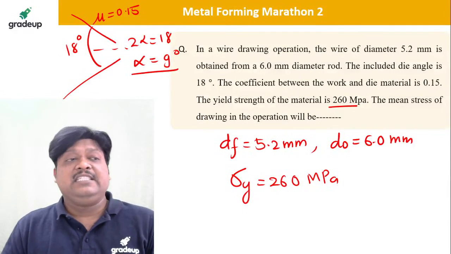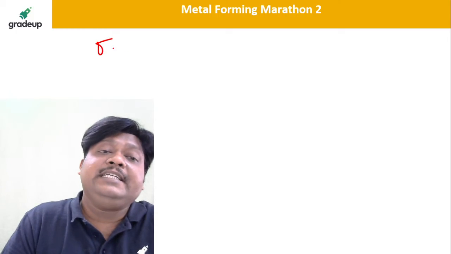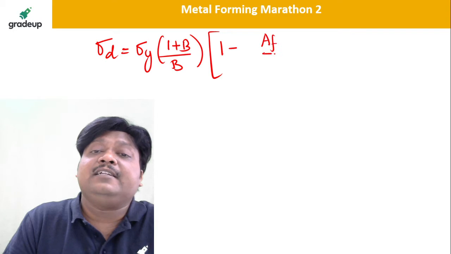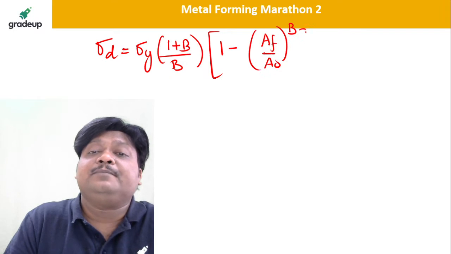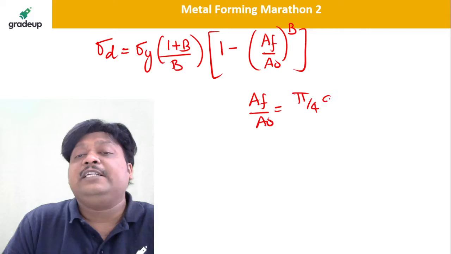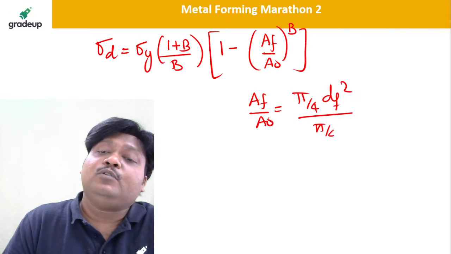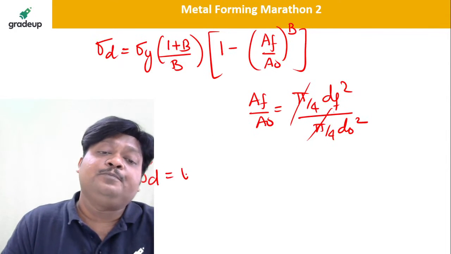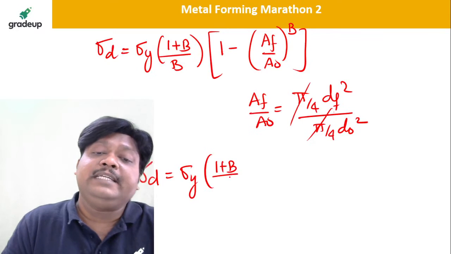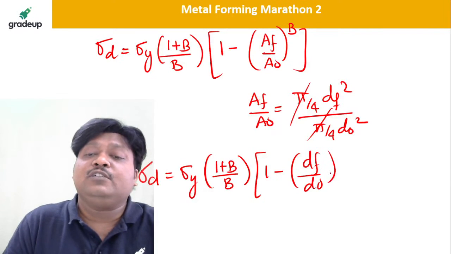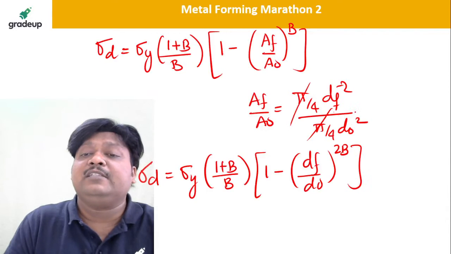How to calculate mean stress? Just now I have given the formula. Sigma d is equal to sigma y into bracket 1 plus b upon b into bracket 1 minus A final divided by A original to the power b. Or you can write A final by A original as pi by 4 d final square divided by pi by 4 d original square. So pi by 4 cancels out. You can write sigma d is equal to sigma y into bracket 1 plus b divided by b into bracket 1 minus d final divided by d original to the power 2b, because here square is there, right?